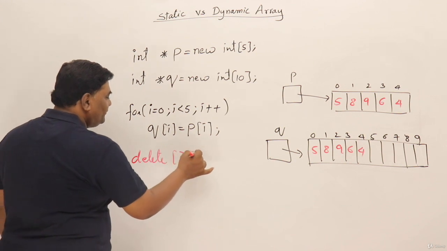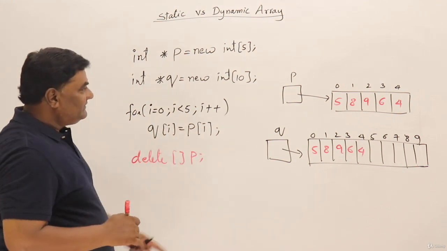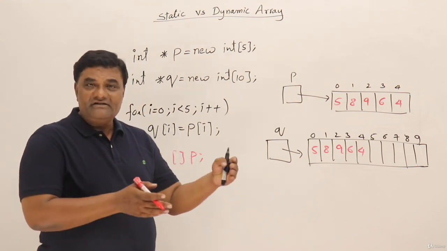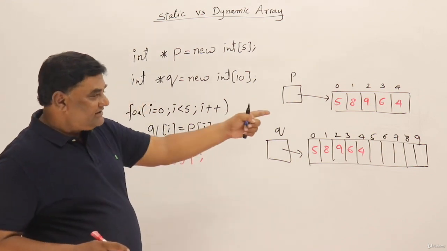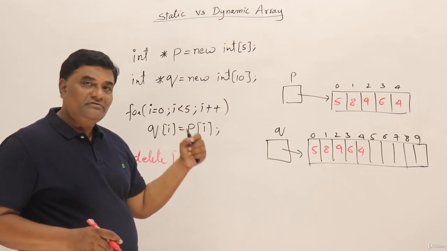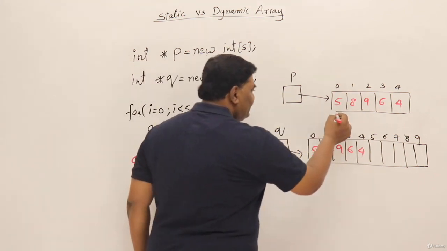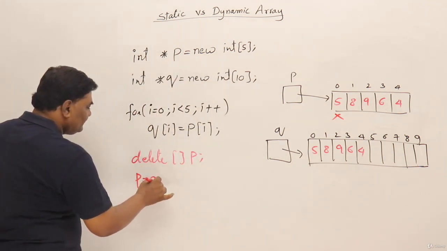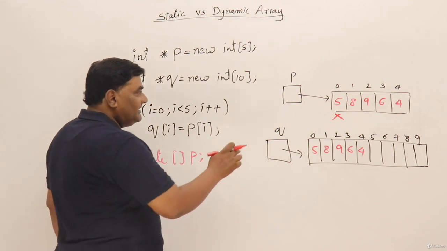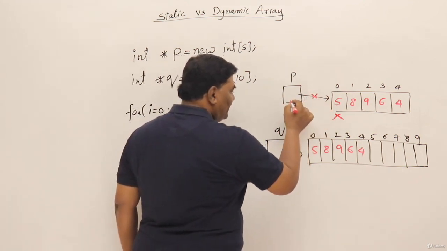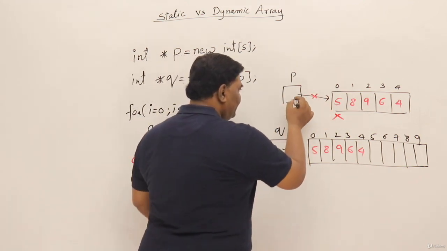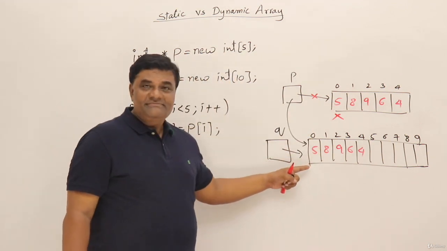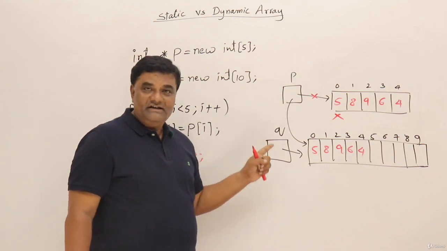As I said, if you don't delete unused memory, then it will cause a memory leak, which means a shortage of memory, a reduction in the size of the memory. So it is unused now, we don't need it now. So delete that one. So this memory is deleted. Then make P point on Q. So wherever Q is pointing, P will also point there. So now the new location where P is pointing is this one. Now this array is pointed to by both P as well as Q.